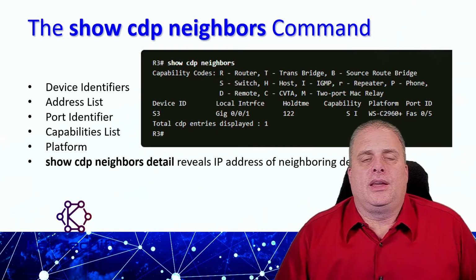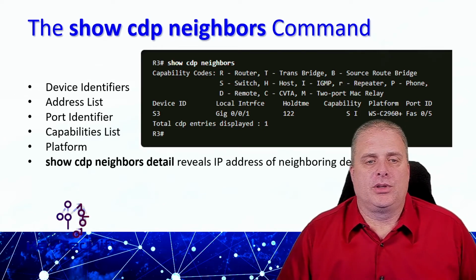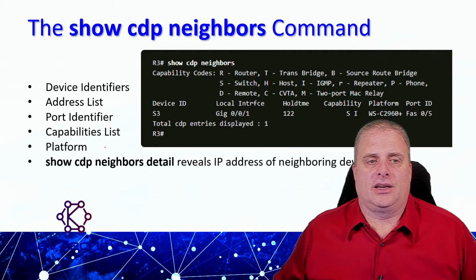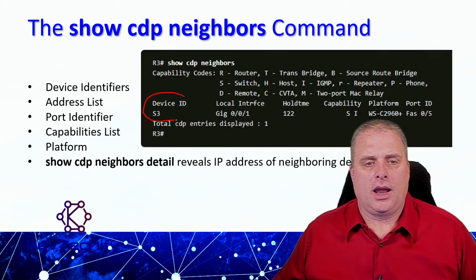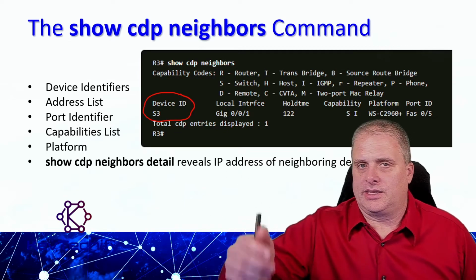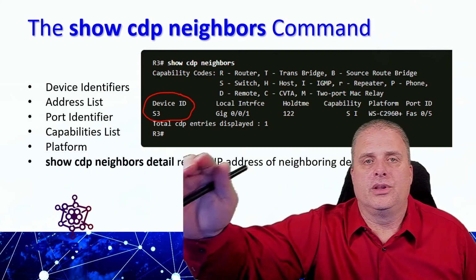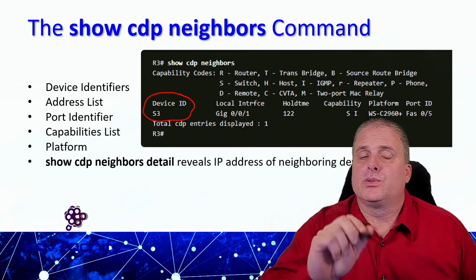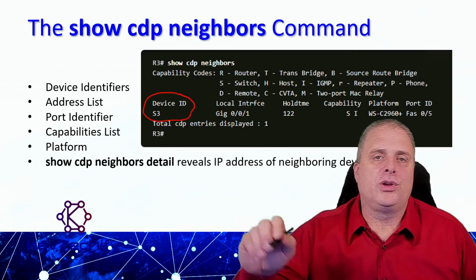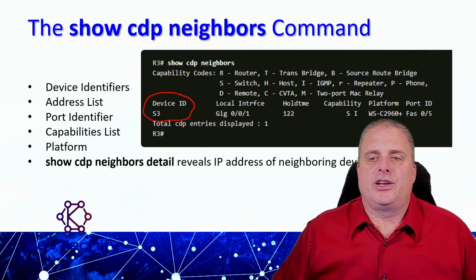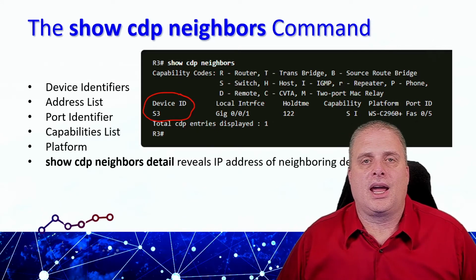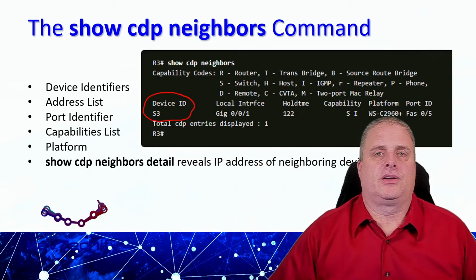When we look at the output of a show CDP neighbors command, one of the first things is the device ID identifier. That's right here. Basically, that is the name of the device that is next to us, the device we found through the CDP protocol. This is where having unique names on your devices helps you identify how your network is configured. Then we have an address list. In this example, we don't have the addresses listed. They're typically more to the right side, but that's the IP address of the far device.